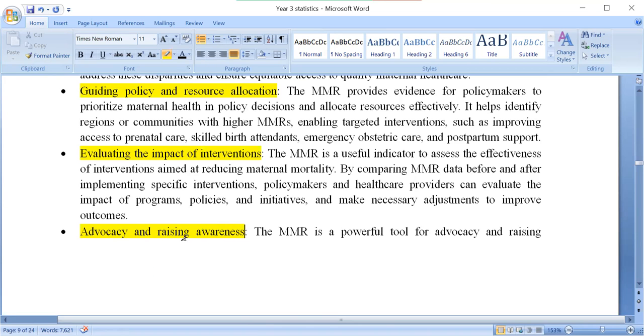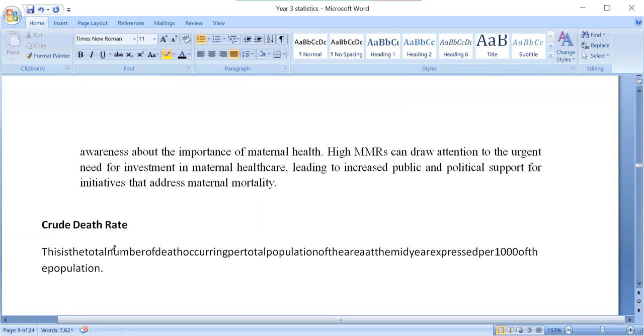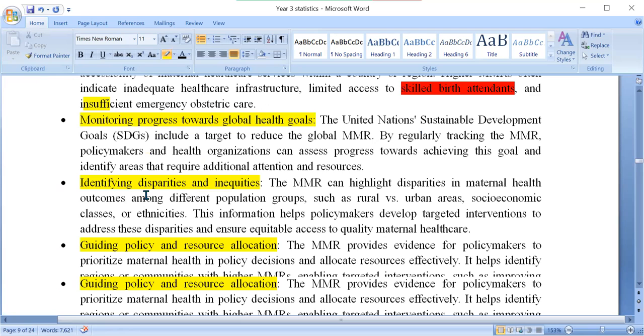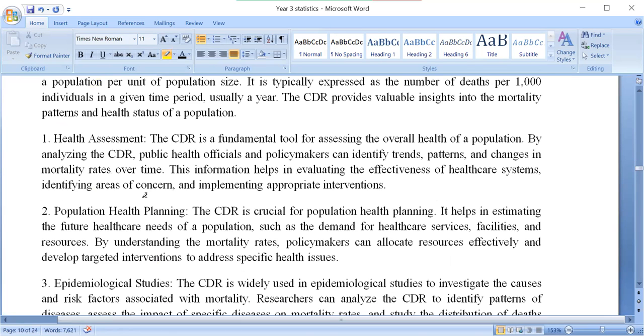Advocacy and raising awareness. From the MMR result of the calculation, we can say we need to go and see the kings in the community. Maybe there's a particular norm or culture or tradition that is contributing to the death of these women, or these women coming down with conditions that will lead to their death, or even birthing practices that are detrimental to the health of women. So that is what maternal mortality is all about. Okay, so that is it.